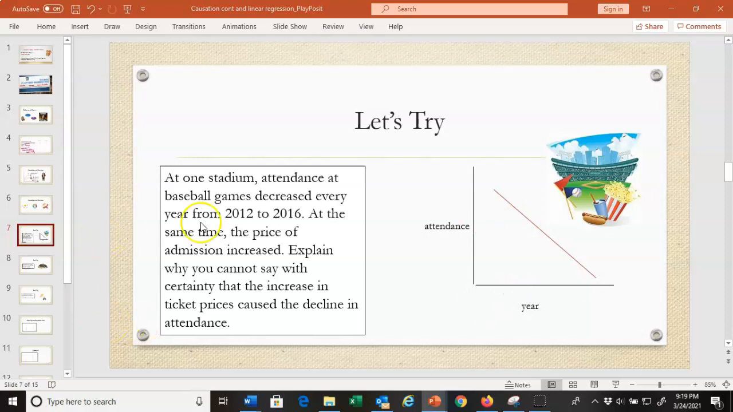So just be wary. So let's try one. At one stadium, attendance at baseball games decreased every year from 2012 to 2016. At the same exact time, the price of admission increased. So we could even add a line in here for admission. We'll just call this price. The price increased. Can you explain why you cannot say with certainty that the increase in ticket prices caused the decline in attendance? That might be the first thing you think of, right?